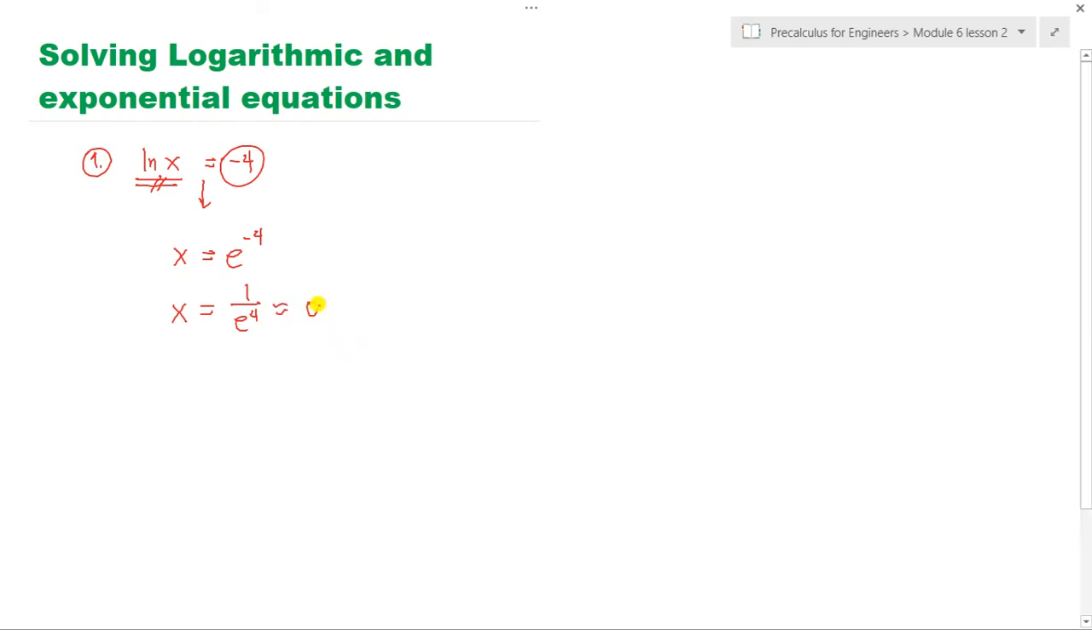Using a calculator, e raised to -4 is approximately 0.018. So this is the value of x. Okay, let's try another one.